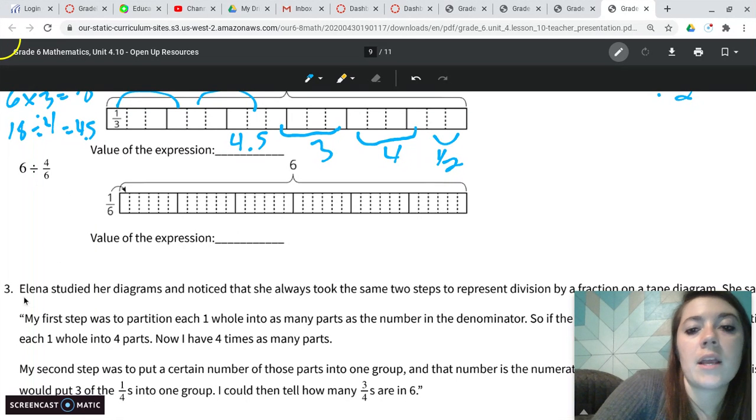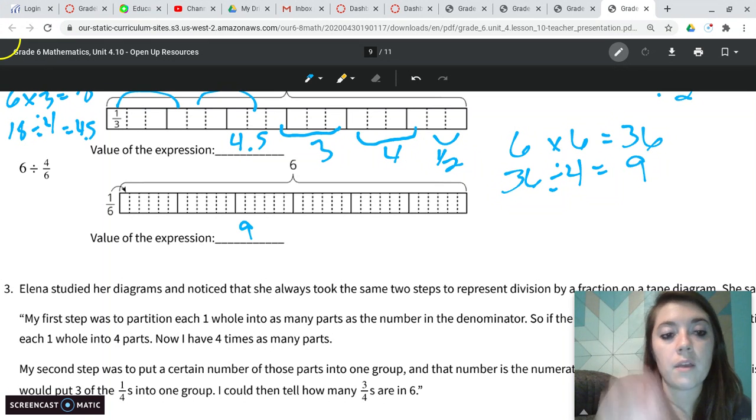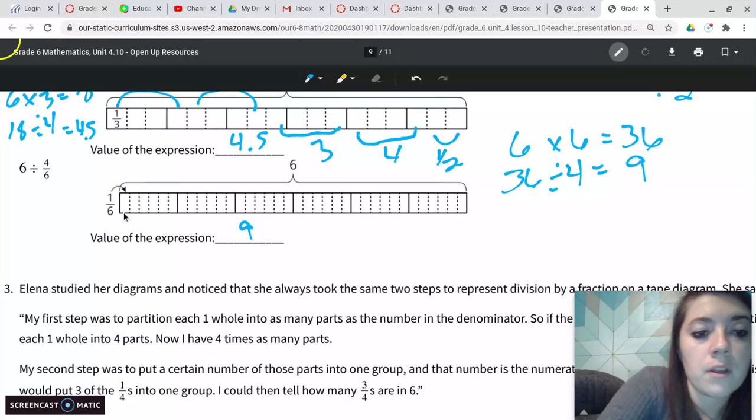So for the next one, take 6 times 6, which gives us 36, and 36 divided by 4, which equals 9. So we should have 9 here. If we do this, we're going to have 1, 2, 3, 4. There's one group. There's two groups. There's three groups. There's four groups.